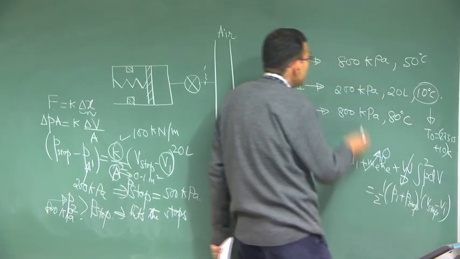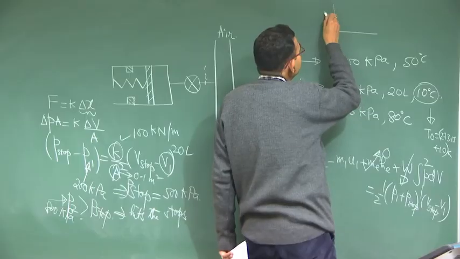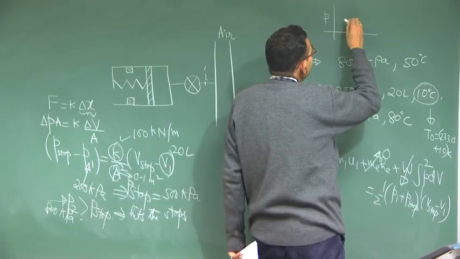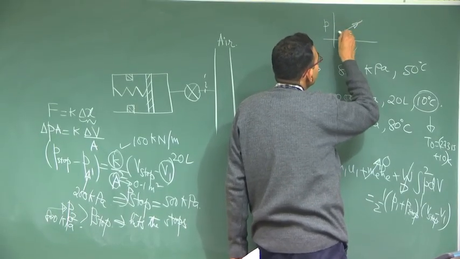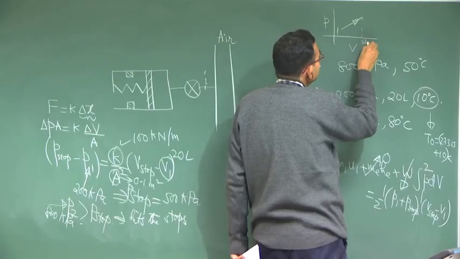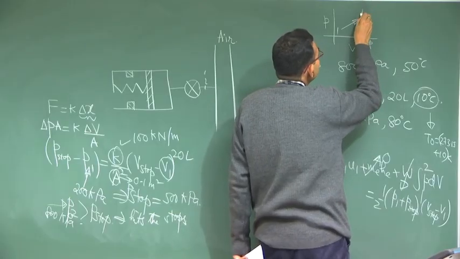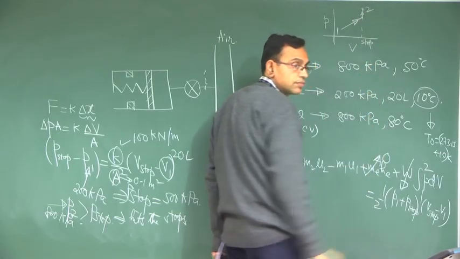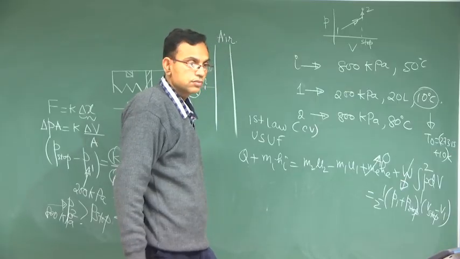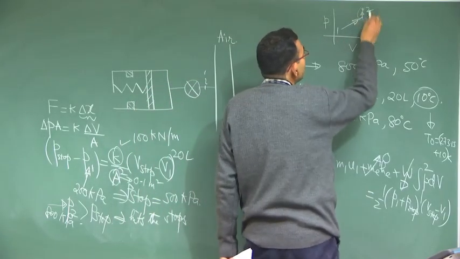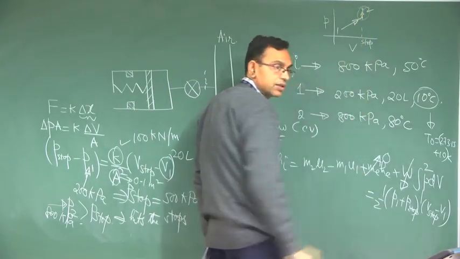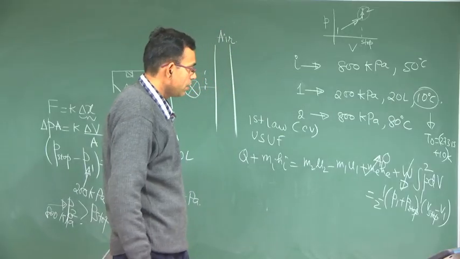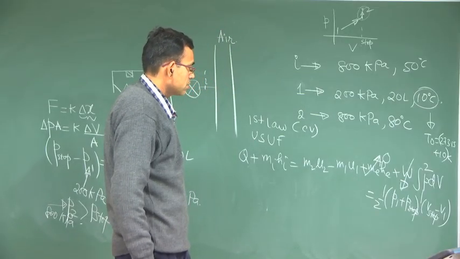So, if you consider the PV diagram for the process. So, 1 to 2, 1 to stop it is like this, and from stop to 2 it is like this. So, this part has no work, so only this part has work.